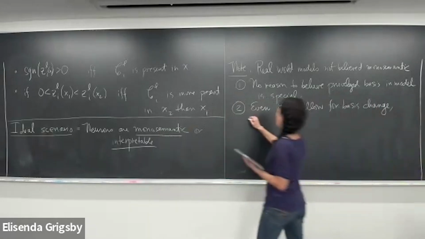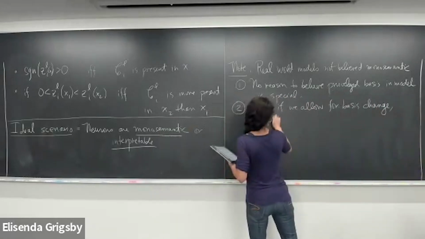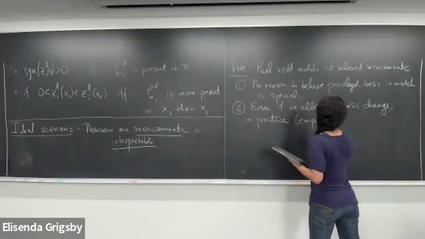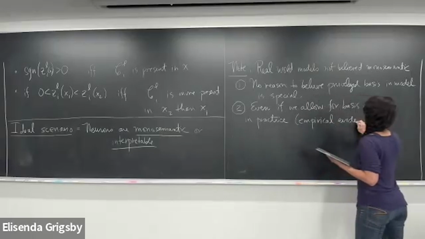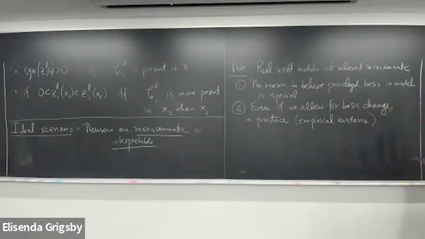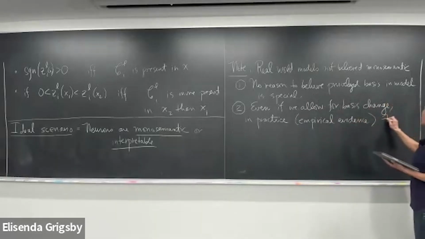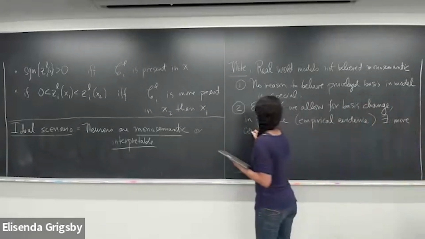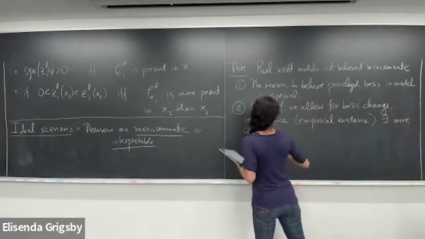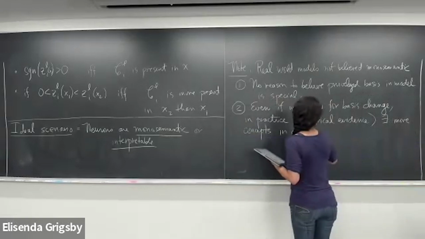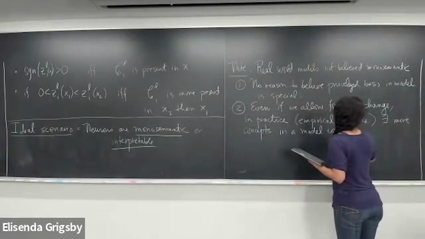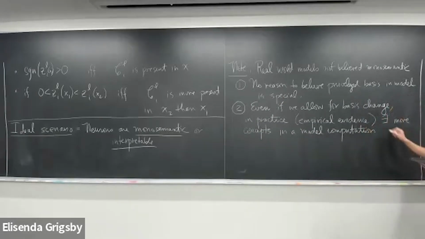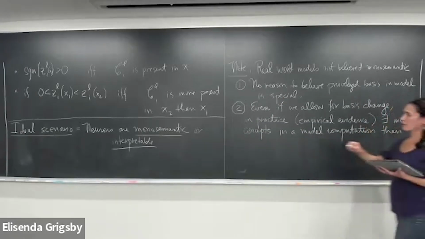In practice, and I think this is really more empirical evidence, there typically exist more concepts used in a model's computation than the dimension of the overall vector space, the number of neurons.